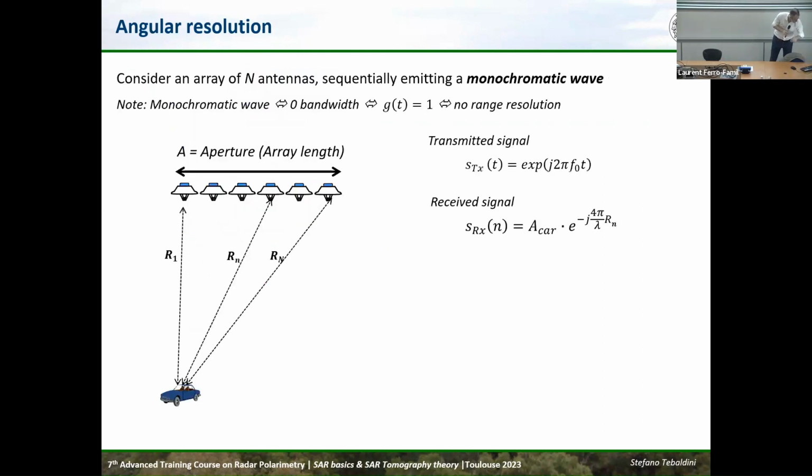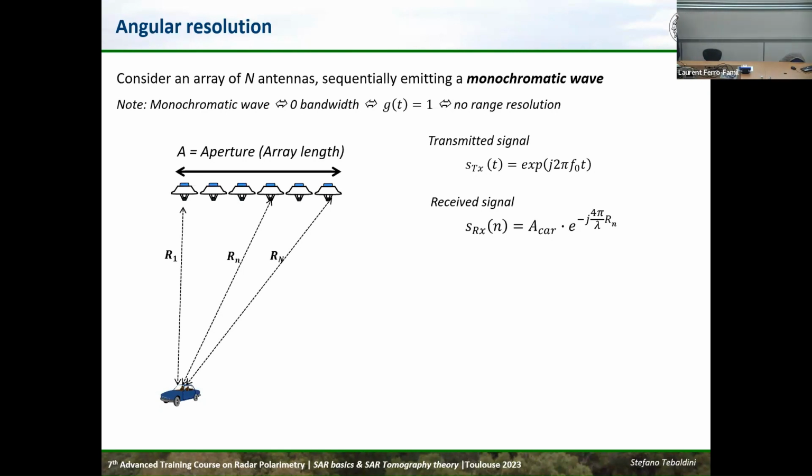And to do that, I need to take a step back. So we forget about the bandwidth for the time being. We just assume the case of a monochromatic wave, which basically means that we transmit just a cosine without any pulse. And in the complex domain, we imagine that we transmit a complex exponential, and so we receive this signal. A monochromatic signal means that your pulse, the g of t, is just 1. So this is the form of your received signal. We forget about the delay component. We just have amplitude and phase.